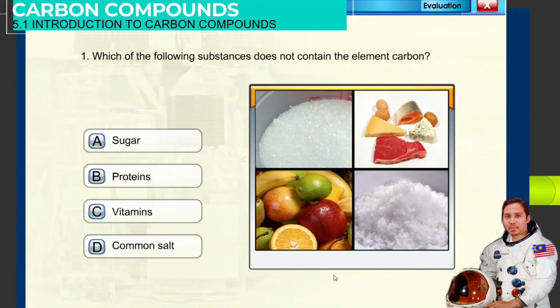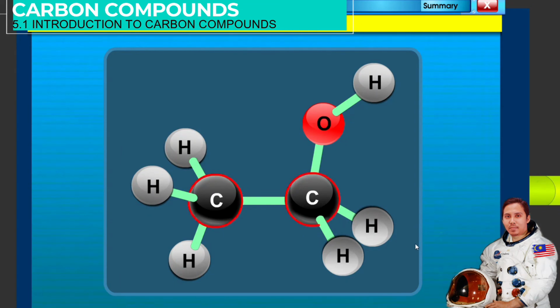Which of the following substances does not contain the element carbon? Click on the correct answer. Please try again. A substance which does not contain a carbon compound is made up of carbon and one or more other elements such as hydrogen and oxygen.